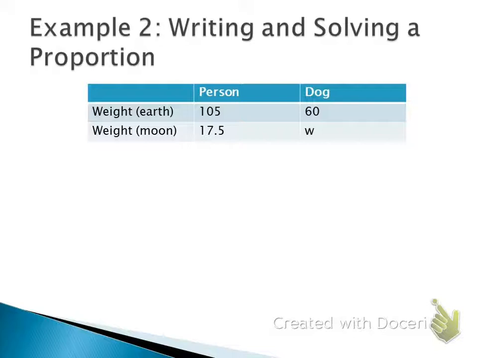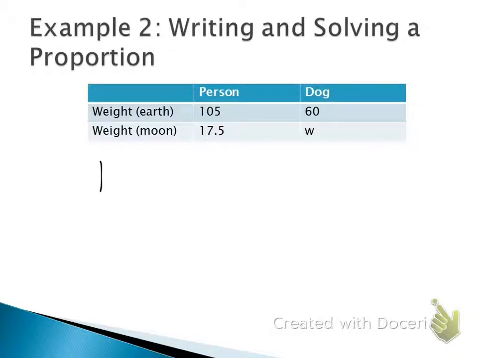Now, in example 2, it gives us a word problem, and we have to write and solve the proportion. So it tells me that a person weighs 105 pounds on Earth and 17.5 pounds on the moon. And then in comparison, a dog weighs 60 pounds on Earth, but we want to know how much it weighs on the moon. Now, why do you think we used a W as our variable? Weight. Because I'm looking for weight. Okay, now, does it matter what variable I use? No, it doesn't, as long as the variable is in the correct place.